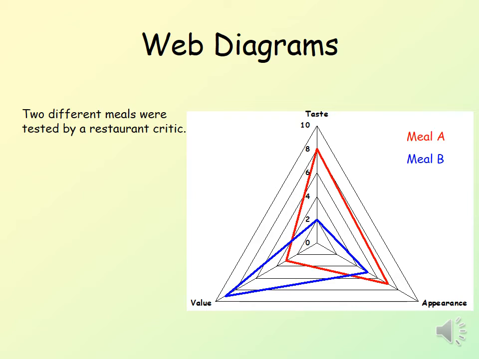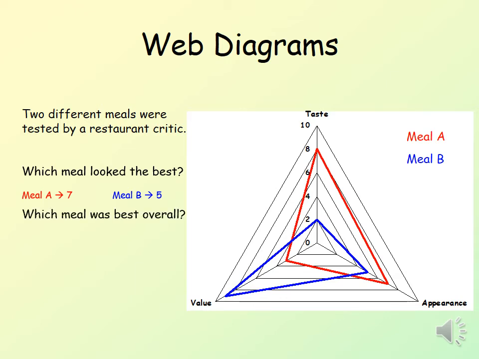5, 4, 3, 2, 1. Okay, we're ready. So which meal looks the best? So if we look at A, it's a score of 7. B, score of 5. But overall, we work out the mean. So if we look at A, the different scores for the variables are 7, 8 and 3.